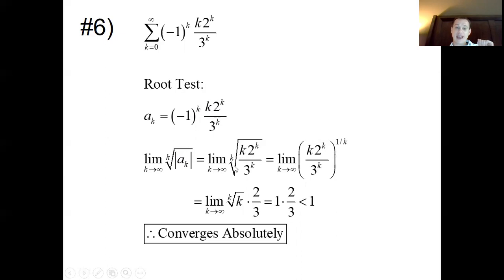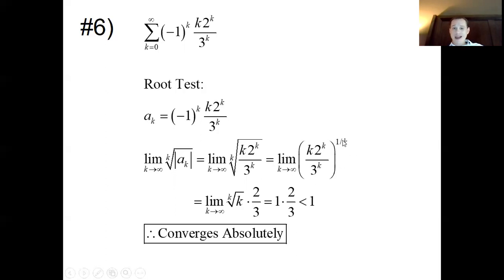Limit as k goes to infinity of the kth root of k times 2 to the k all over 3 to the k. All right, well, what the heck's that? Well, remember, a kth root just means a 1 over k exponent, like a cubic root means a 1/3 power, a fifth root means a 1/5 power. Well, a kth root means a 1 over k power.